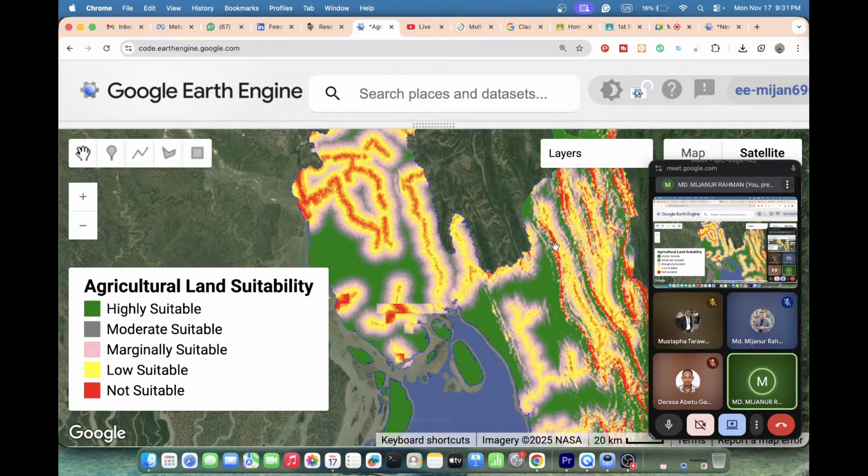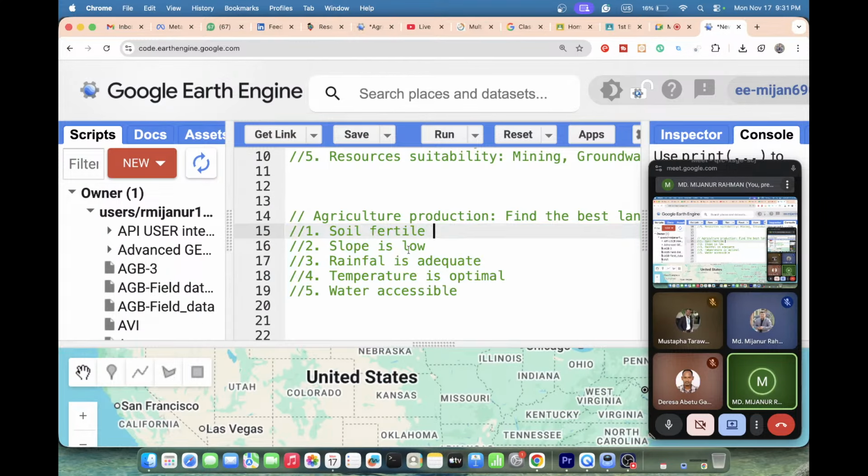And this red color, suppose it's high elevation, slope is high. Then in this place we find high temperature. Water accessibility is not good in this red color, so that's the reason it's not suitable. So this type of factor we can simply consider. For agricultural production, we need to choose fertile soil, low slope, adequate rainfall, optimal temperature, and accessible water. We can easily access the water from this type of place. If everything is good, then we simply work with this place for agricultural production.